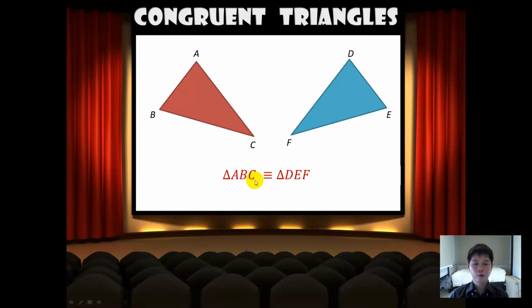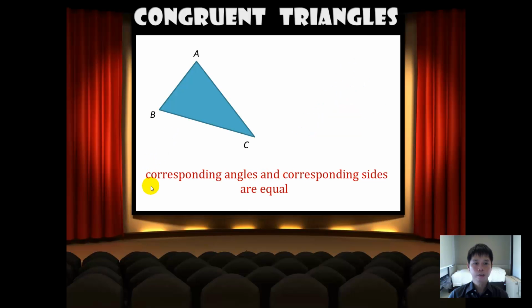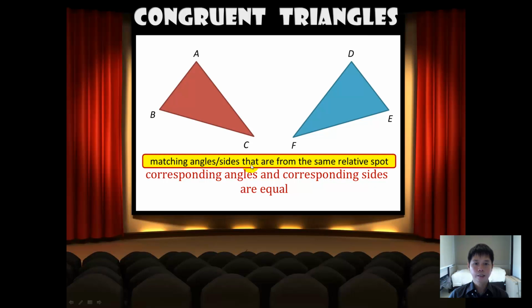The symbol to write congruent is this. It is represented by 3 horizontal lines. When two triangles are congruent, the corresponding angles and the corresponding sides are equal. Now, what are corresponding angles and corresponding sides? Well, they are the matching angles or sides. They are from the same relative spot.